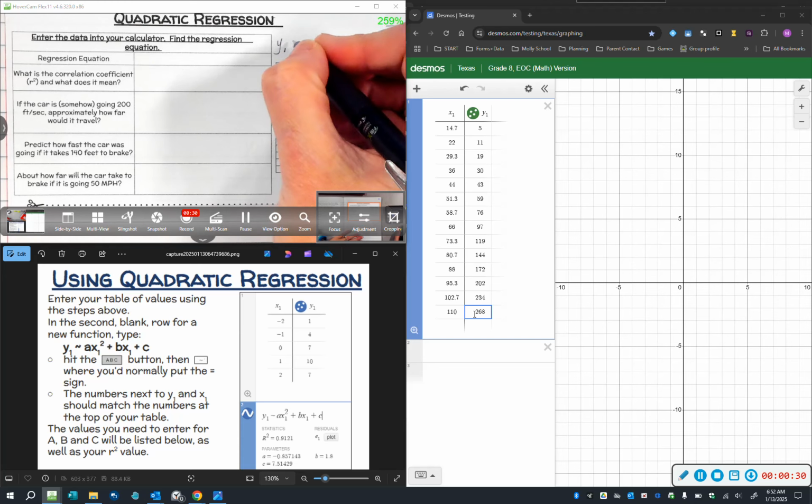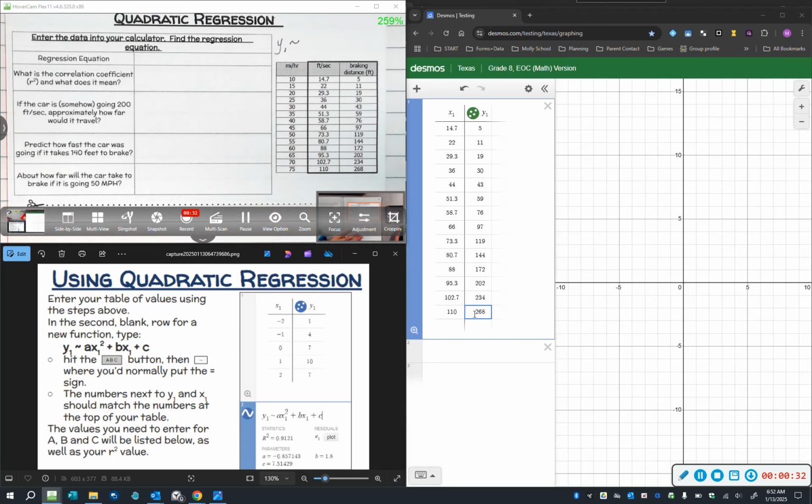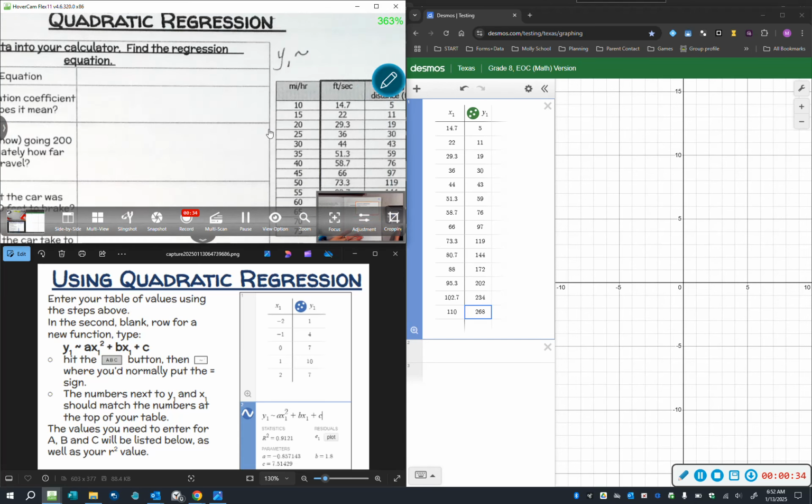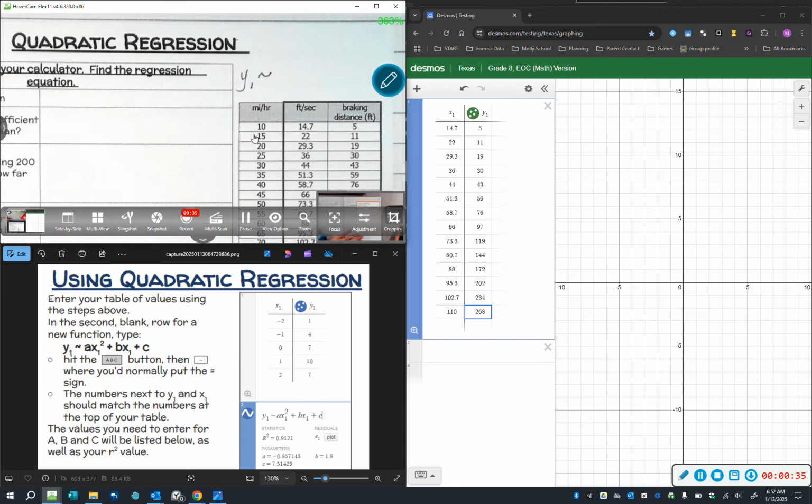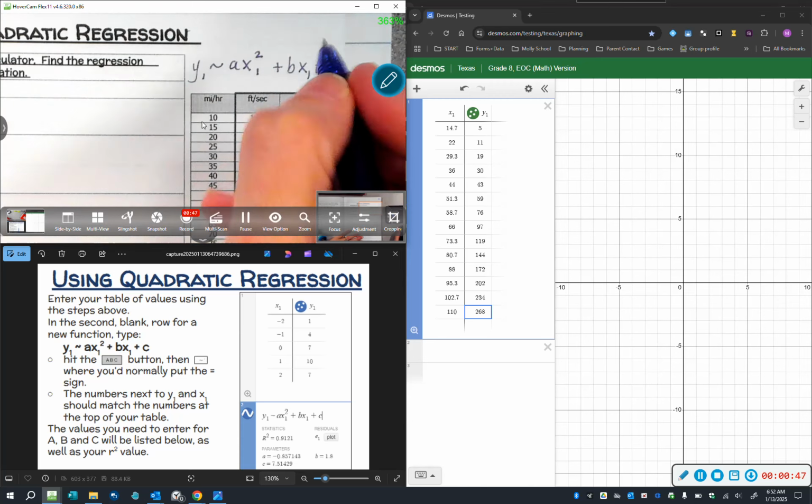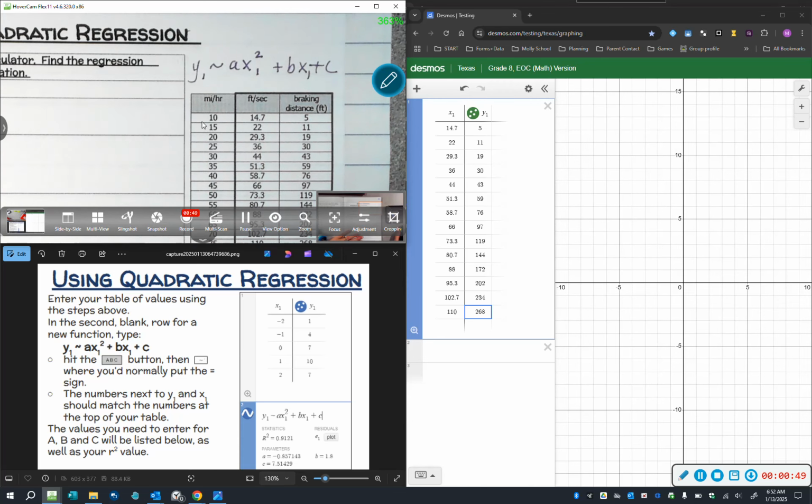It's y1 tilde, or thingy as I like to call it. y1 thingy ax1 squared plus bx1 plus c. So we're using standard form for our regression equation.